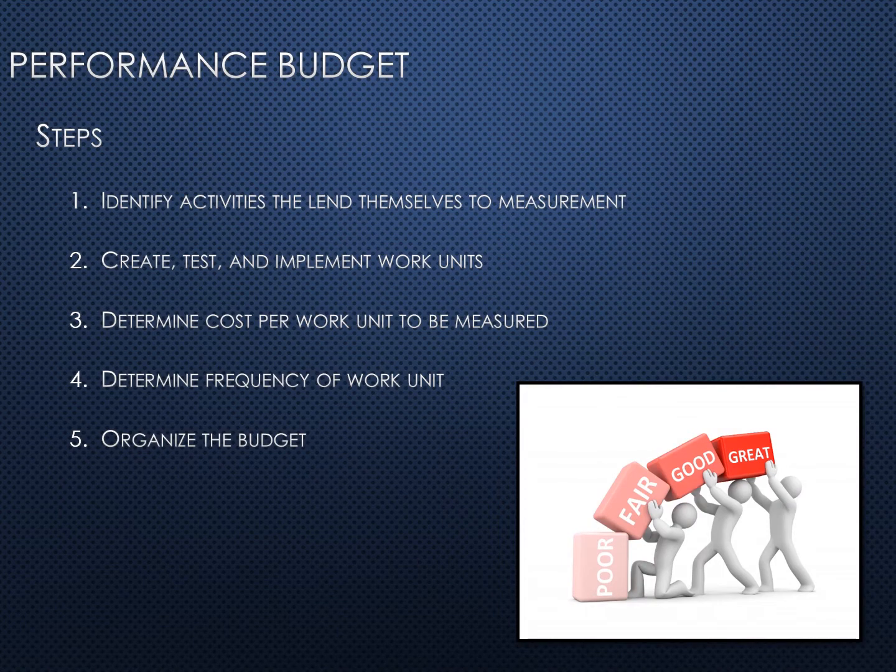There are a few different steps you'll want to cover with a performance budget. Number one, identify activities that lend themselves to measurement. So, how can we measure a job, a task, or something like that? Then we want to create, test, and implement work units. How can we really measure this? We want to create those measurements overall. Then we want to determine the cost per work unit to be measured. So, how much effort does it take to do a task overall? Then we look at the frequency. How often do we need to perform that? And then we want to organize the budget around that.